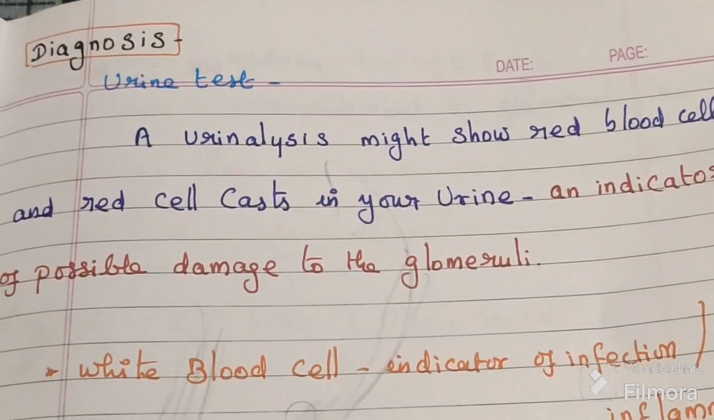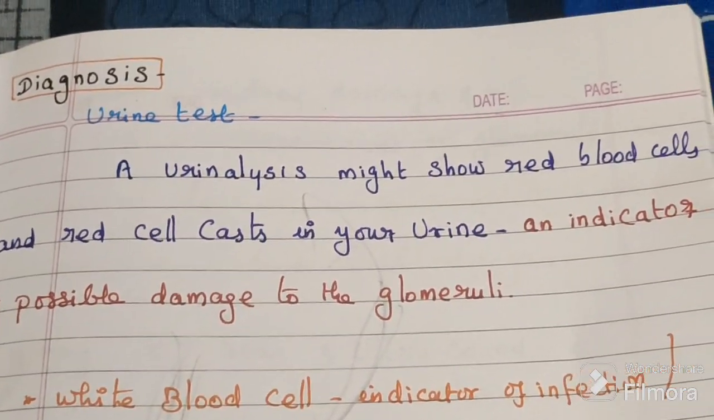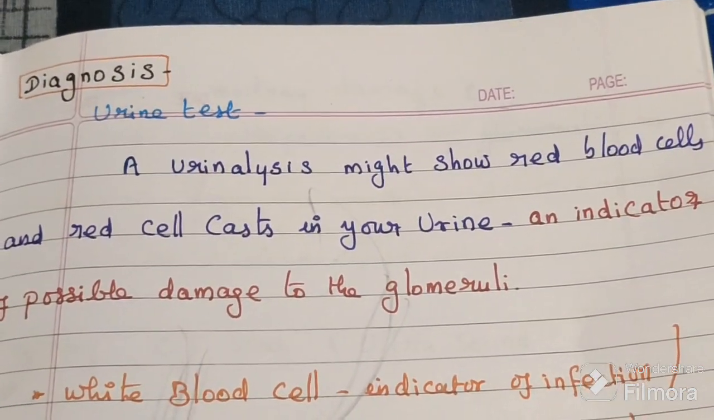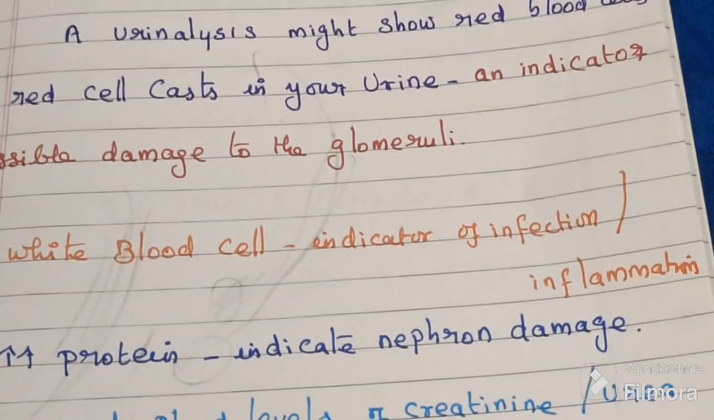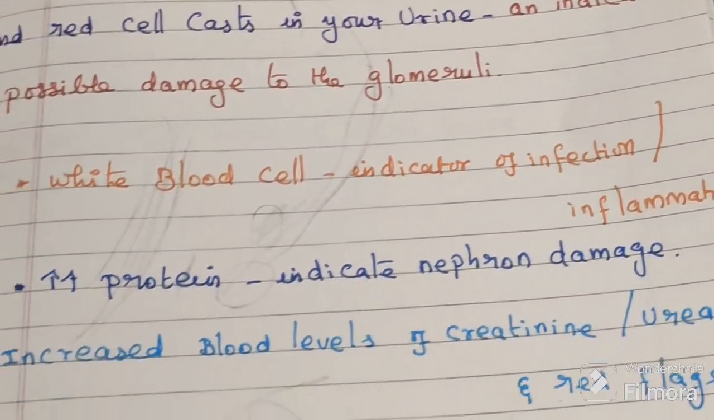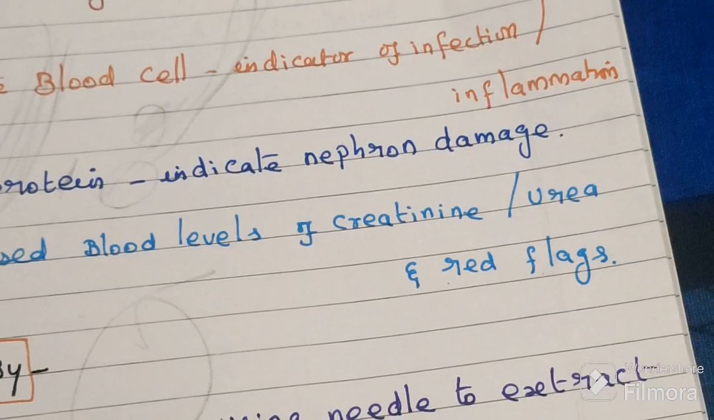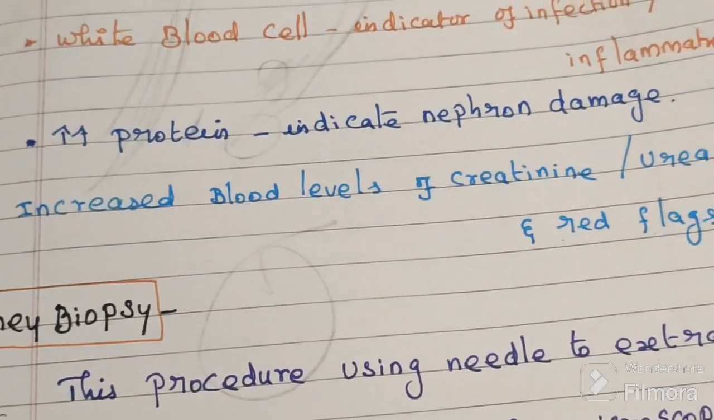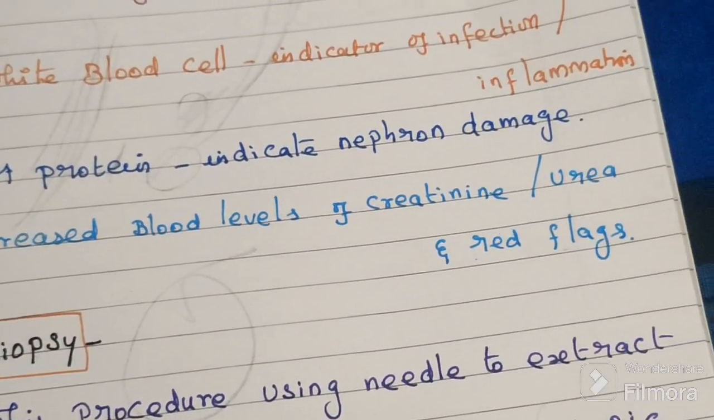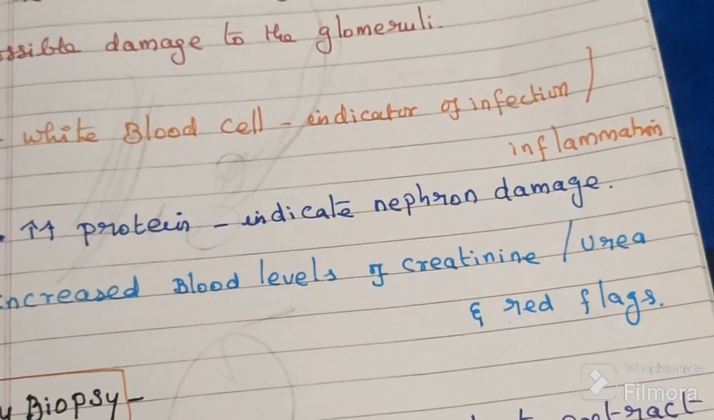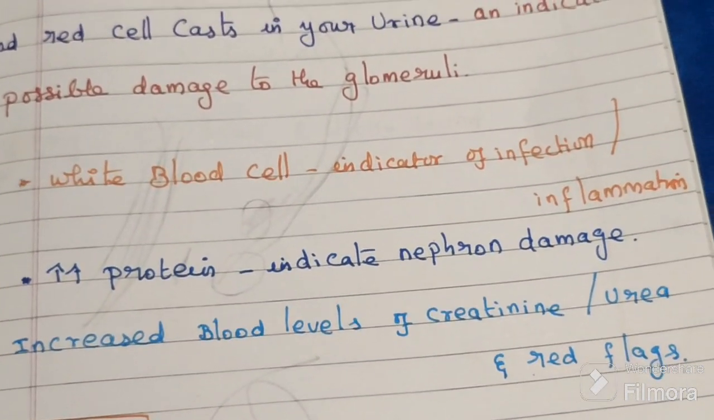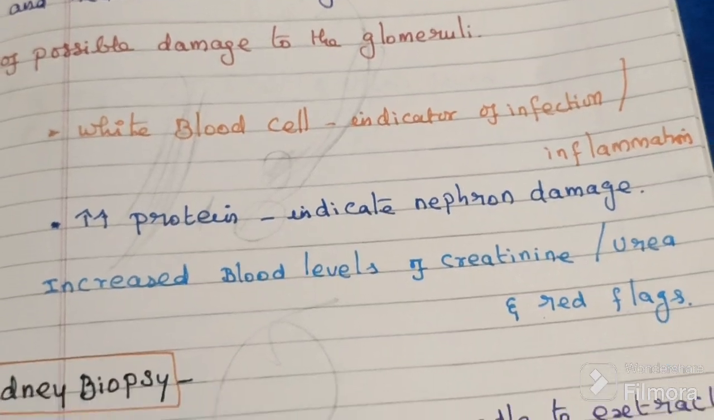So red cells and red cell casts indicate damage to the glomeruli. White cells indicate infection or inflammation. Protein indicates nephron damage. Increased blood levels of creatinine and urea are red flags. If these are present, we have a kidney related disorder.